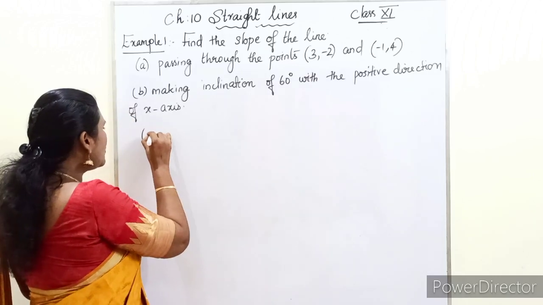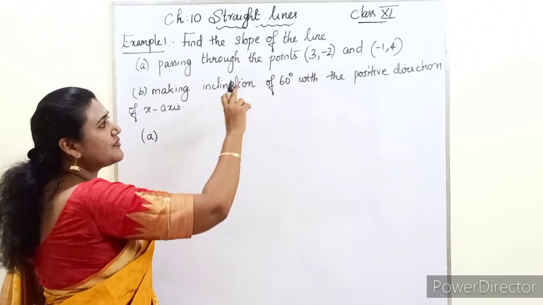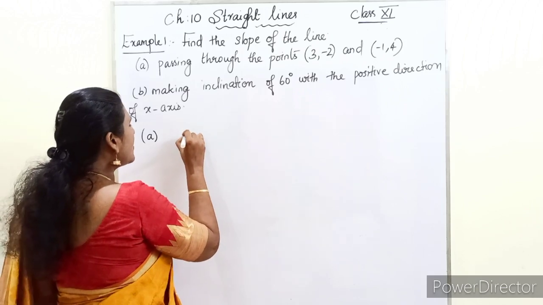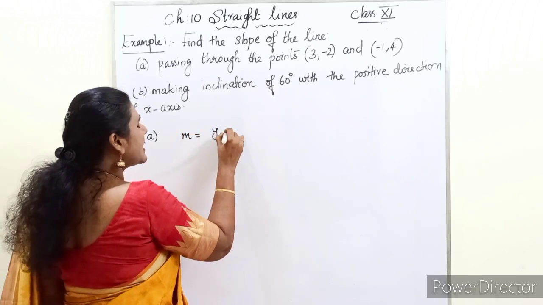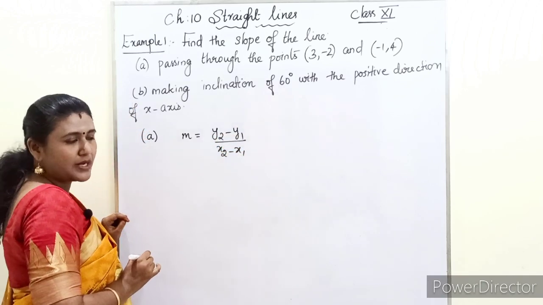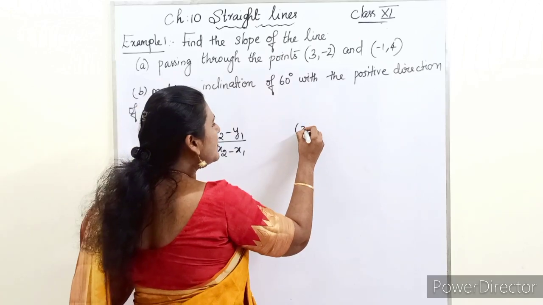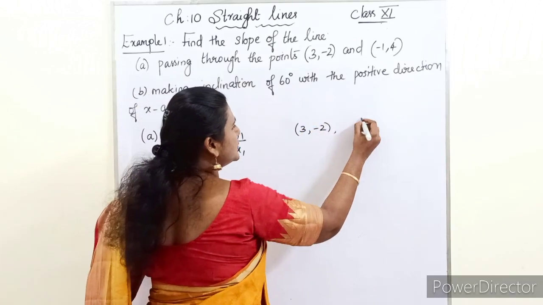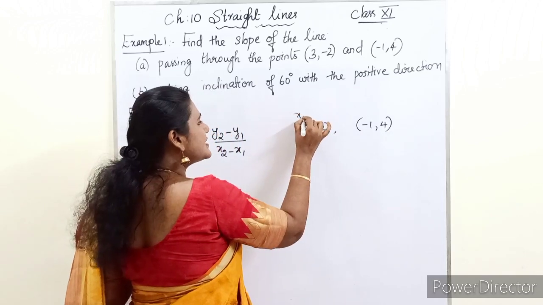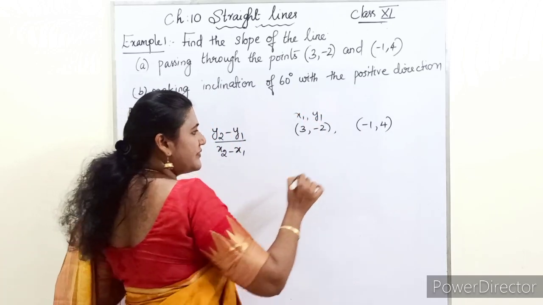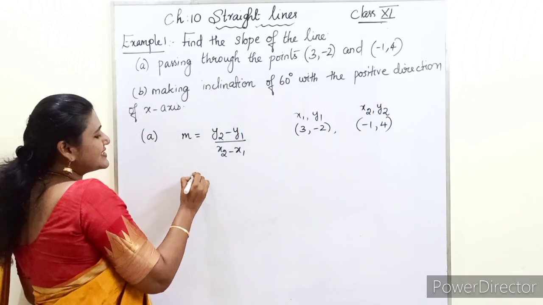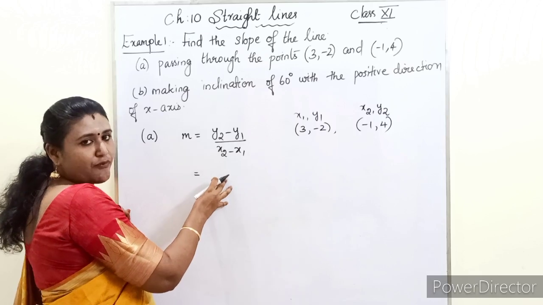So you know the formula for slope if the coordinates of the points are given. Slope m is equal to y2 minus y1 by x2 minus x1. So this is the formula. Here the coordinates of the points are 3, minus 2 and minus 1, 4. The first point we will denote as x1, y1 and the second point x2, y2. Now we are going to substitute the values in this formula.